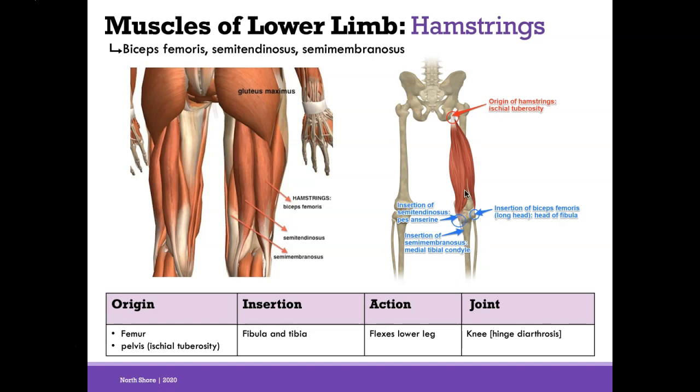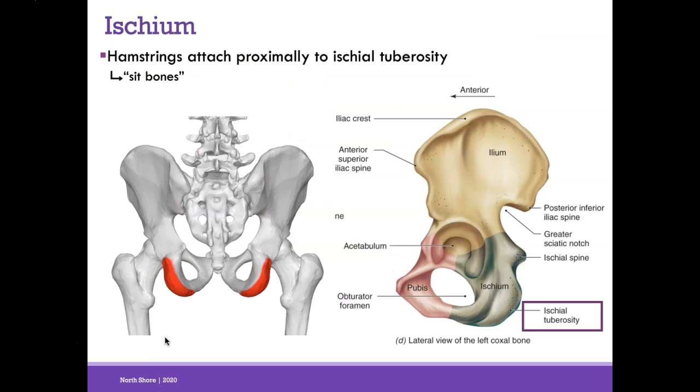And it helps flex the lower leg at the knee. Right? So the hamstrings help us flex our lower leg, so bring our lower leg back, right, at the hinge diarthrosis. So that's what the hamstrings are doing. And again, each muscle of the hamstrings has a different insertion technically, but overall you can remember that they insert on the fibula and tibia, and they originate at the pelvis. So here is that ischial tuberosity where the hamstrings attach.